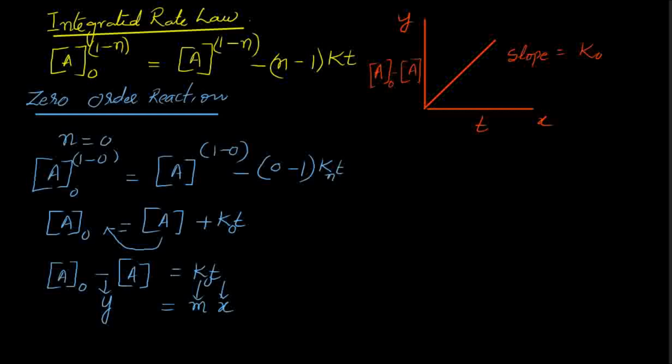From this relation, we can write another form of the equation. Taking k naught t to this side, A equals A naught minus k naught t.